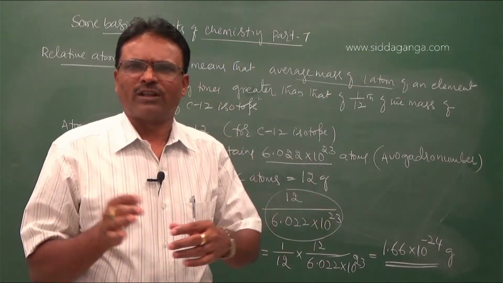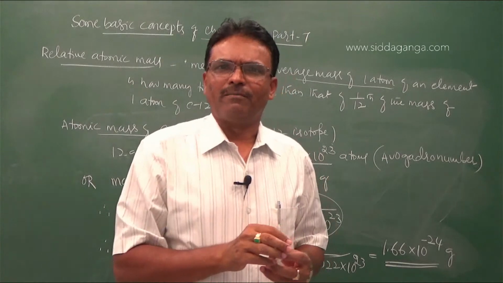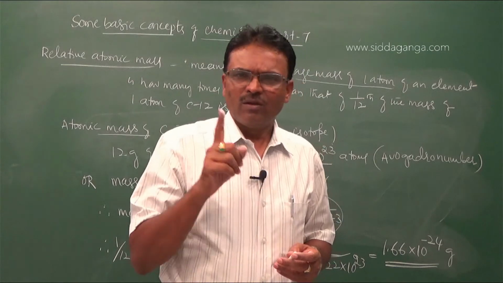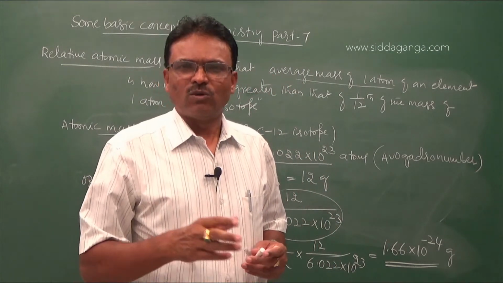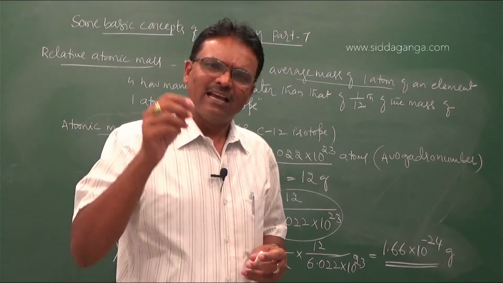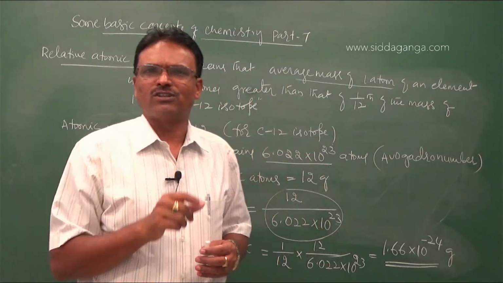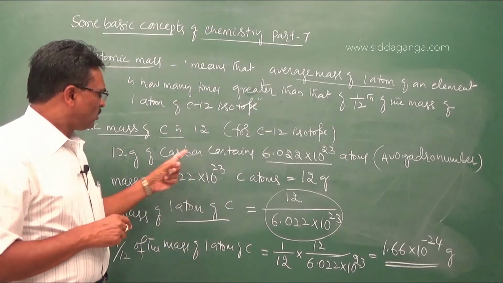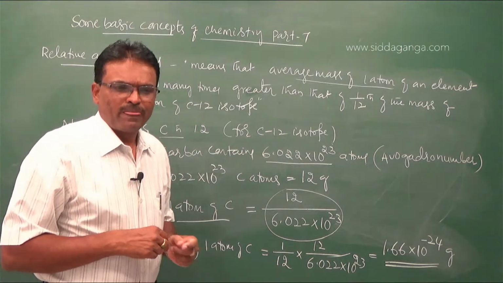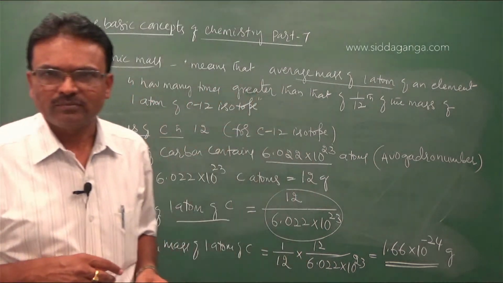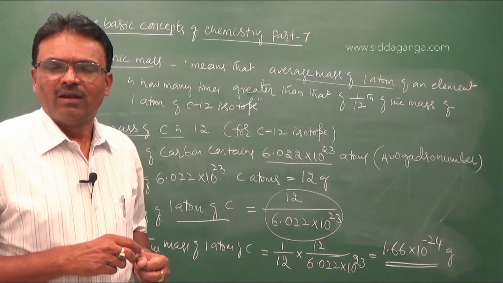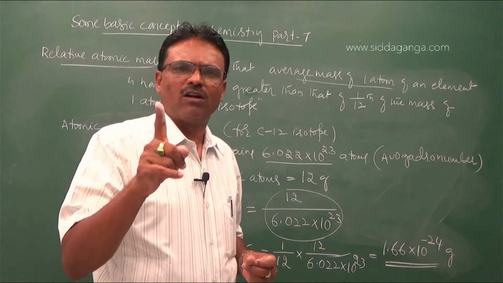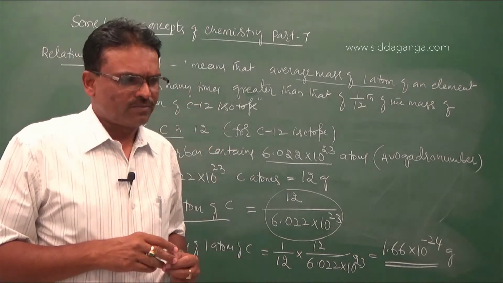For example, if you take hydrogen, hydrogen atomic mass is 1.008. So 1.008 gram of hydrogen contains Avogadro number of hydrogen atoms. Carbon, atomic mass of carbon is 12. 12 gram contains Avogadro number of carbon atoms. What is the atomic mass of oxygen? 16. How many atoms are there in 16 gram of oxygen? That also contains Avogadro number of oxygen atoms.